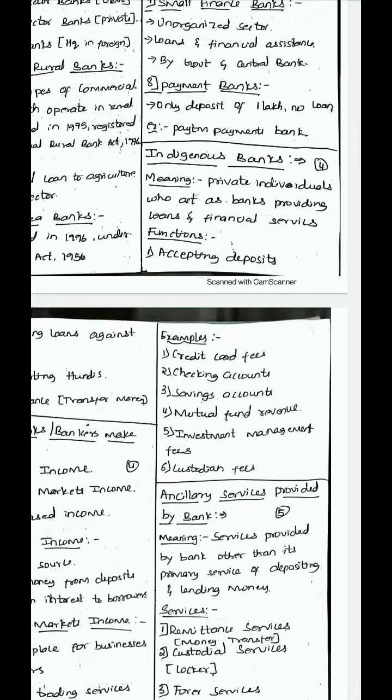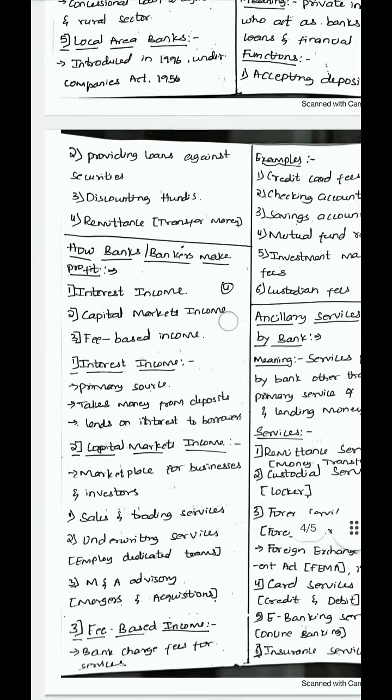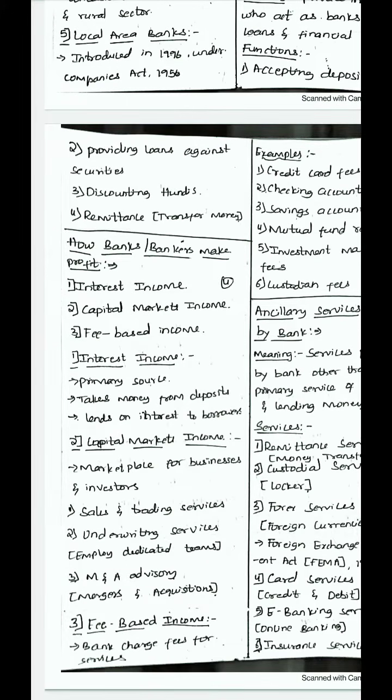What are the functions of indigenous banks? They accept deposits. They take deposits from people. The next is providing loans against securities. They provide loans but only with a security. They take land or gold, anything they keep with them, and they provide loans. The next is discounting of hundis. And then remittance, transfer of money. They transfer money from one bank to another bank, indigenous bank to another indigenous bank.